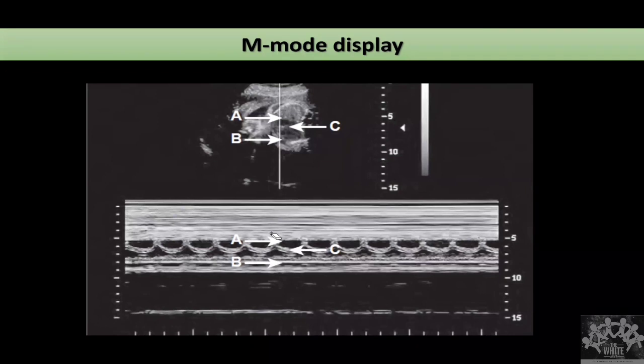So this is again a B mode scan in which we can see the heart. I saw that there is a mitral valve here, so I keep my M mode scan at the level of the mitral valve and I measure it.